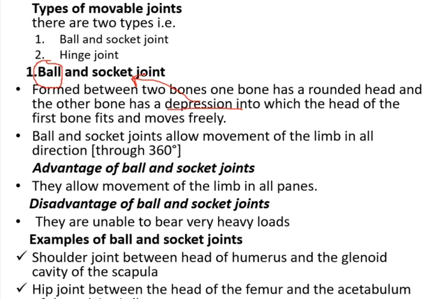They allow movement of the limbs in all planes. The disadvantages: they are unable to bear very heavy loads. Examples of ball and socket joints: we have the shoulder joint between the head of the humerus and the glenoid cavity of the scapula. Also, we have the hip joint between the head of the femur and the acetabulum of the pelvic girdle.